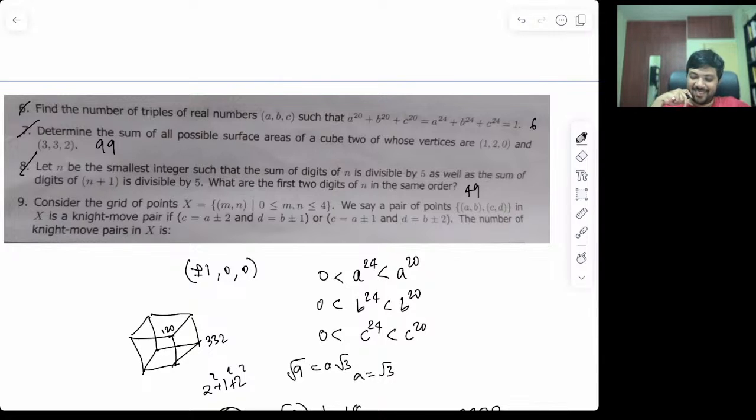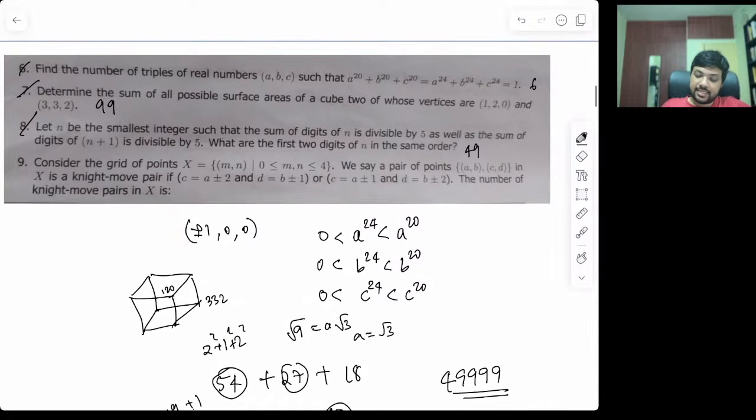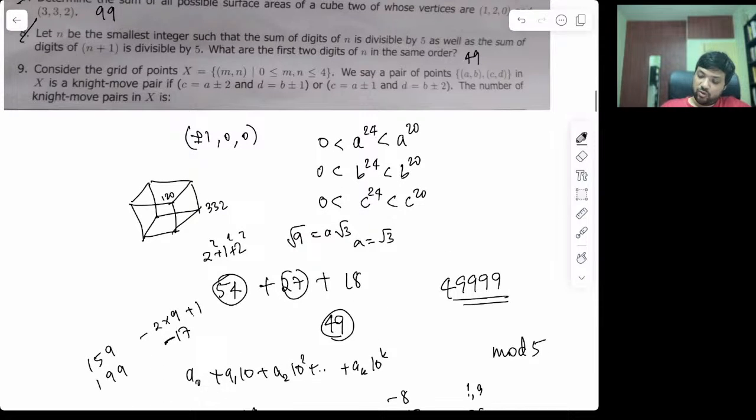Okay, cool. All right. So, consider the grid of points x. We say a pair of points A, B, C, D in x is a knight move pair if C is A plus or minus 2, D is B plus or minus 1, or the other way around. I mean A plus or minus 1, B plus or minus 2. Number of knight move pairs in x is. So how many knight move pairs do you have if you start from 0 to 4?